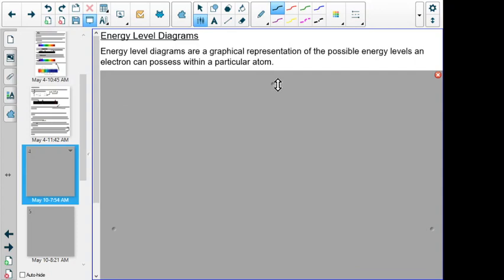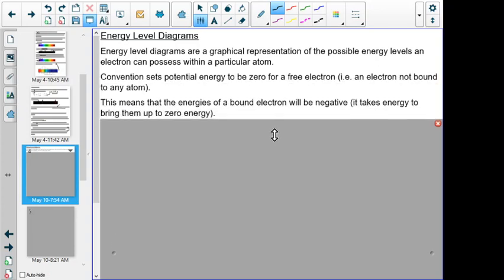Now, let's talk about energy level diagrams. An energy level diagram is just a graphical way to think about the energy levels the electron could possess. There's a weird convention in physics which sets that an electron that's out of the atom is going to have zero energy. Now you might think, well, wait a minute. If it's out of the atom, it has zero energy.